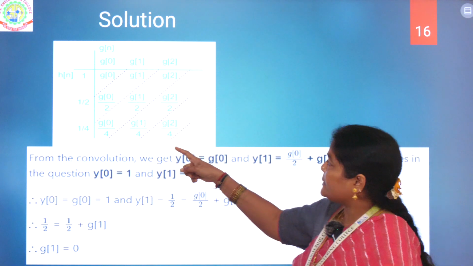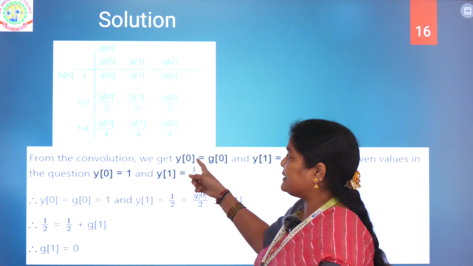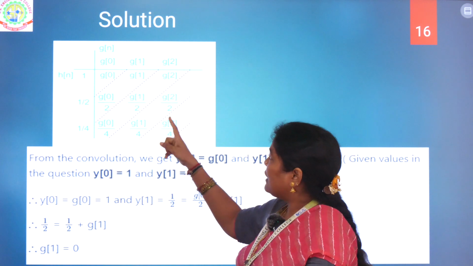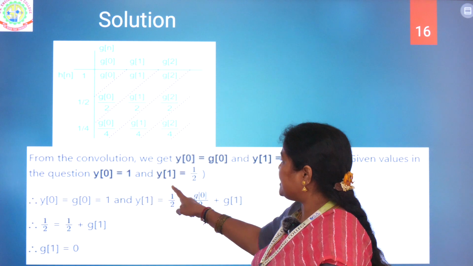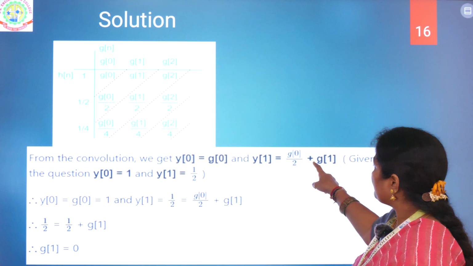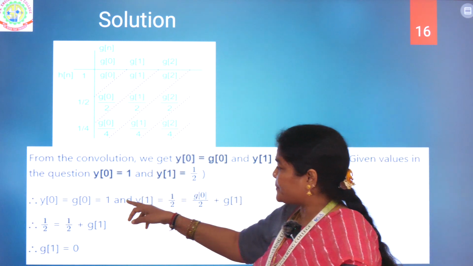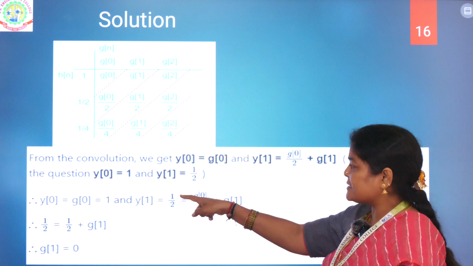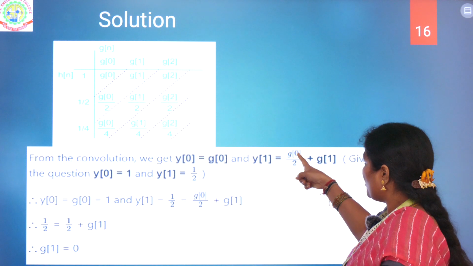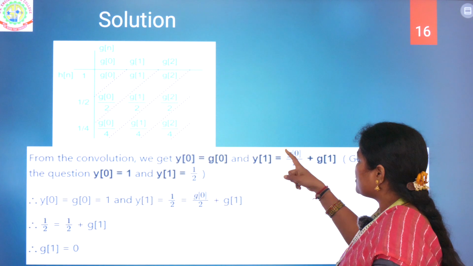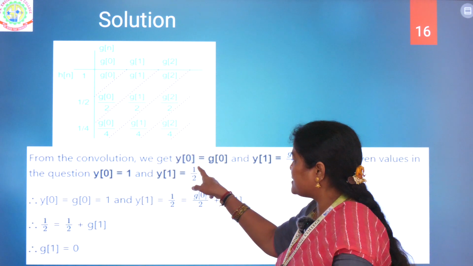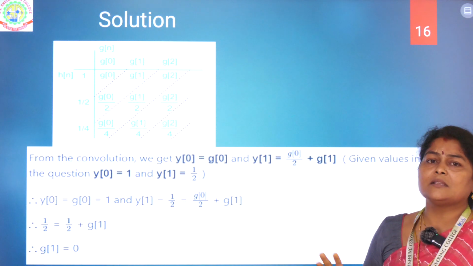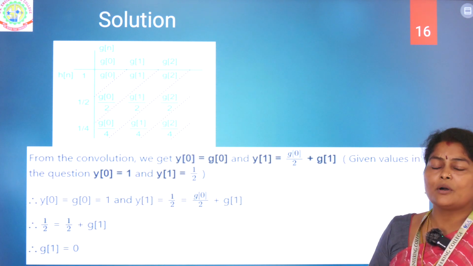When you multiply, you get this particular matrix, and you divide the sequence diagonally. Hence y of 0 is g of 0, and then y of 1 is nothing but g of 1 plus g of 0 by 2. By substituting y of 0, g of 0, equating it, which is equivalent to 1, I use that result over here, hence I get 1 by 2. In the question they have given y of 1 is equal to 1 by 2. From this we can know that g of 1 is simply 0. This is how you need to solve your questions.